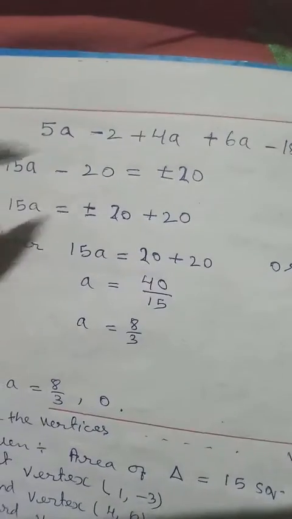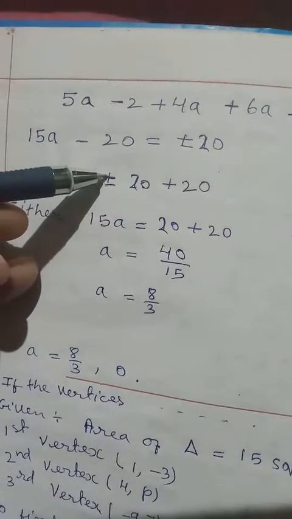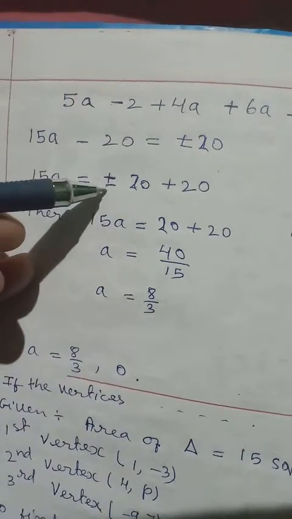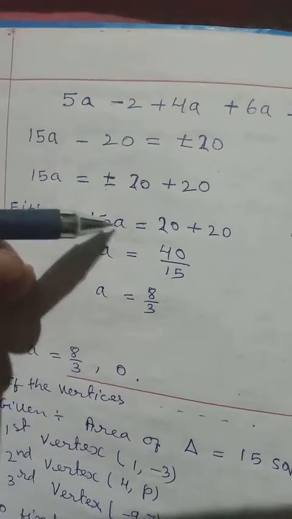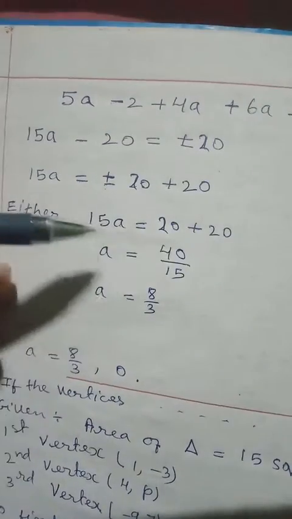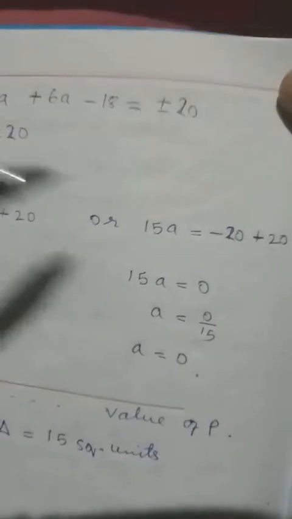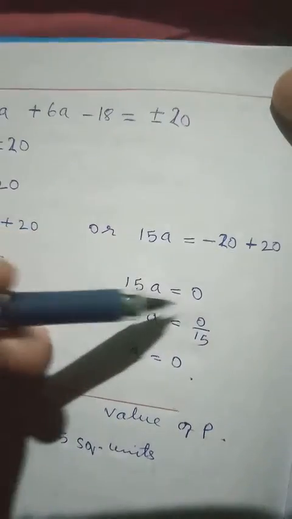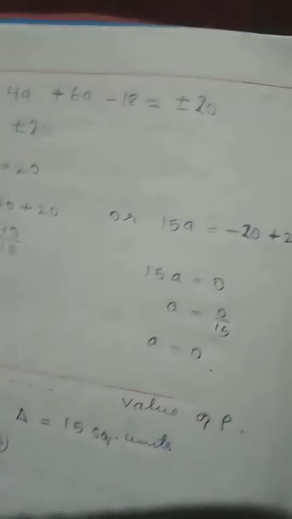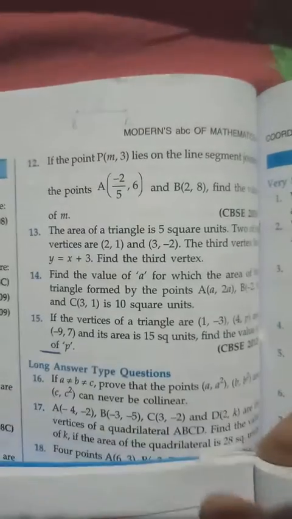So now we can separate for this. This minus, take that side, becomes plus. There are two possibilities, one for plus 20, another for minus 20. So 15A equals 20 plus 20. It will be 40 divided by 15. If you can cancel there, then if you take minus 20, then we will get A equal to 0. So the two possible values for A are 8 by 3 and 0.